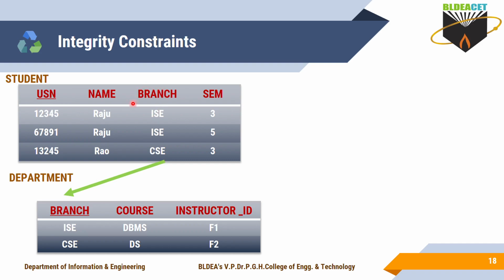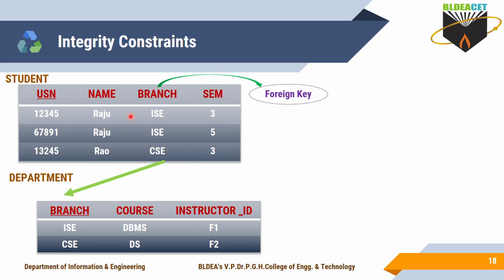Okay, how is it related? That is based on the branch. This student is related to the ISE branch and this student is related to the CSE branch, and that branch information you will get from the department table. As the department table holds information related to branch, and the student table holds information related to the student, there is some relationship between these two here.